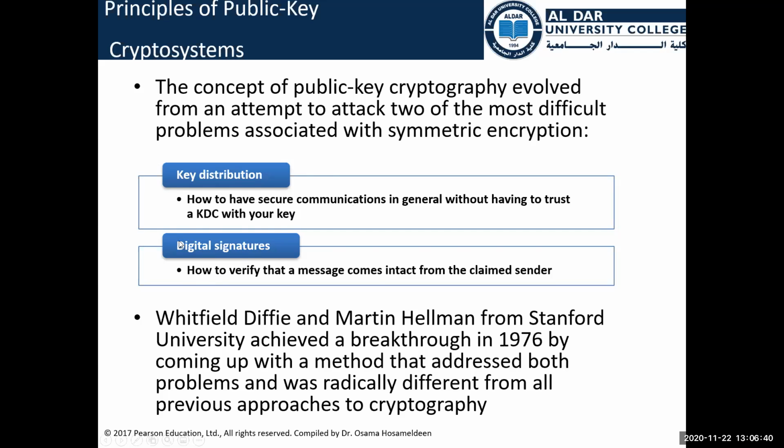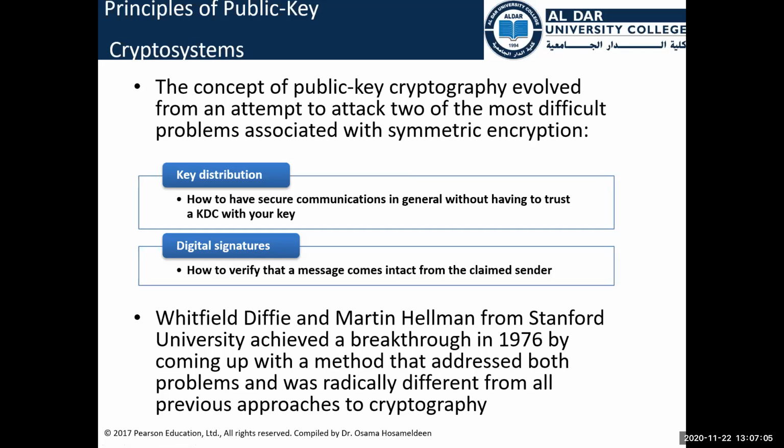The second one is digital signatures. Digital signatures mean I know who sent the message. If there is no digital signature, I will not be sure about the sender of this message. Maybe I have been faced with a man in the middle attack.